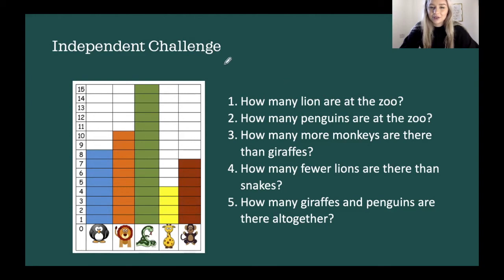Well done for answering these questions. Please make sure you upload your work to Padlet or email them across to Mrs. Buttress or I so that we can have a look and see how you managed to get on.